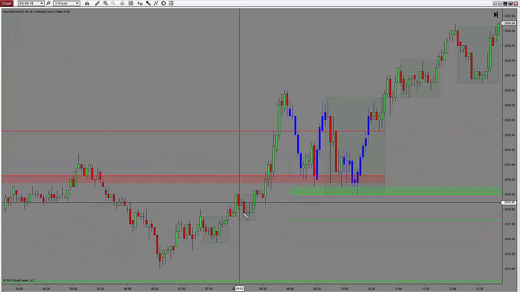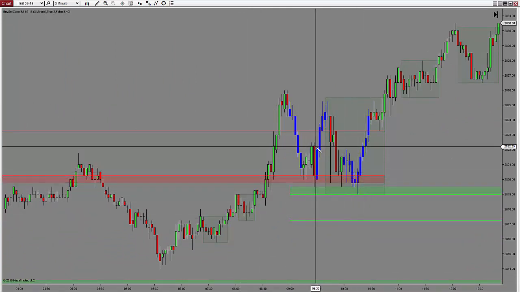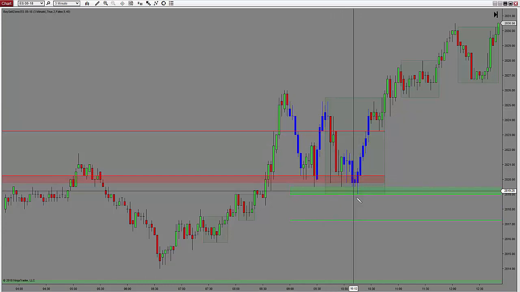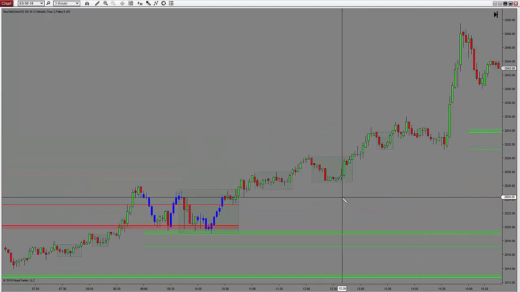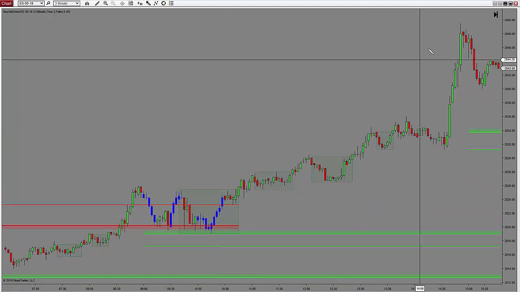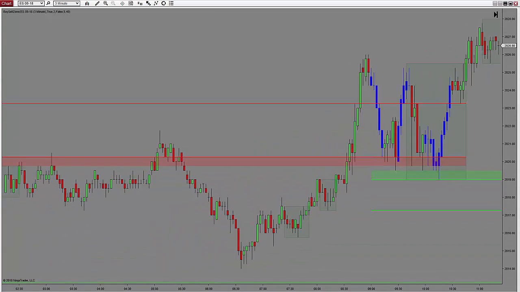Here's another one. Here's your zone. Come into it first here for a loss, and then here for a win. And look at these moves, guys. That's 28 points on the ES. I mean, that's massive. That's $1,400 a contract.